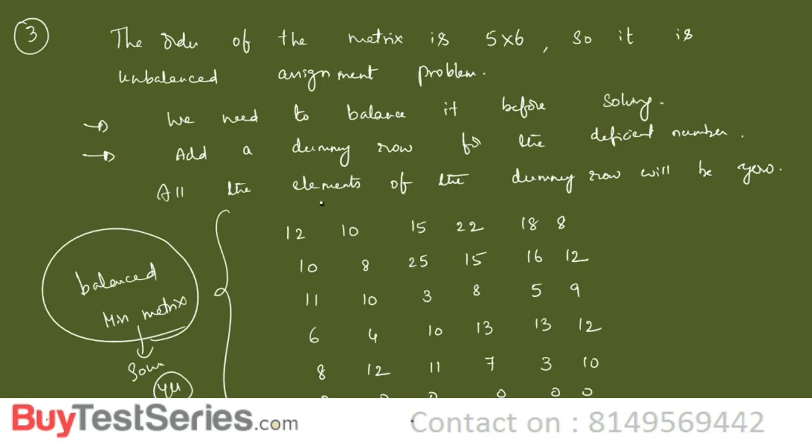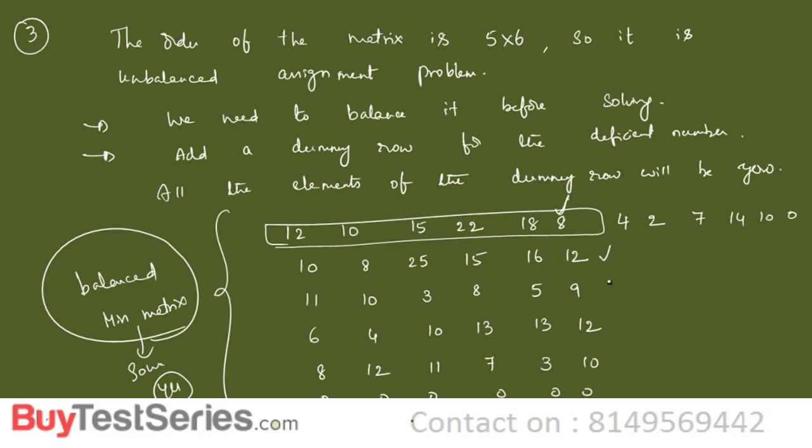Look at the next step here. We'll do it for the first row. The remaining rows, I'll directly put the answer. So what is the least number, Nana, here? The least number is 8. Correct? You reduce it from the entire row, which means 12 minus 8 is 4, 10 minus 8 is 2, 15 minus 8 is 7, 22 minus 8 is 14, 18 minus 8 is 10, and 8 minus 8 is 0.